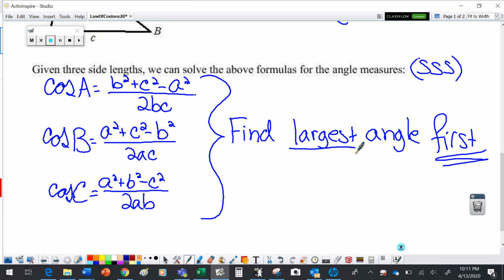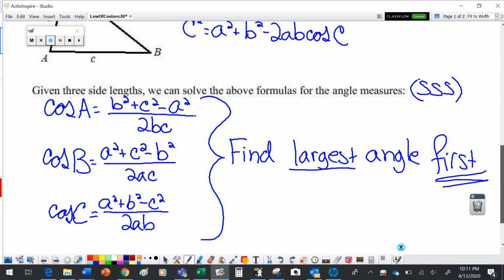How do we know which one's the largest? Well, the largest angle has to be opposite the largest side. So whichever side's the longest, find the angle with the same letter name. Find that angle, then you have a pair of opposite measures, then you can shift over to law of sines for the rest of the triangle. So make sure you find the largest angle first.